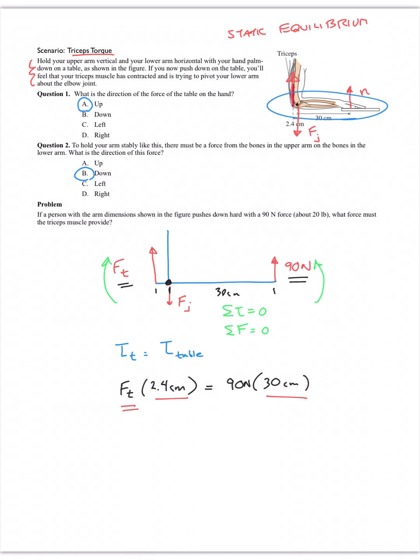And if I do this calculation, what I get is the force of the triceps is equal to 1,100 newtons. That's bigger by more than a factor of 12 than the force that the table exerts. And that's reasonable because we know that your muscle forces are significantly larger than the forces that your body exerts externally. That's one of the things we learned when we were doing that part of the course. And so we end up with an answer which makes sense in terms of our understanding about how the world works.